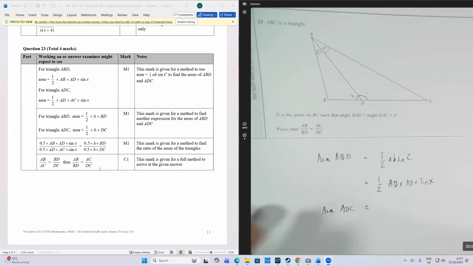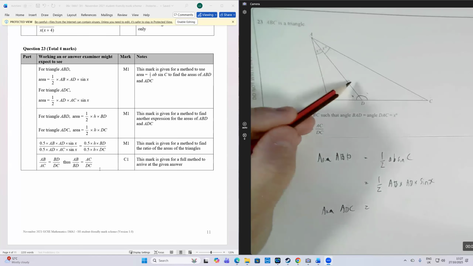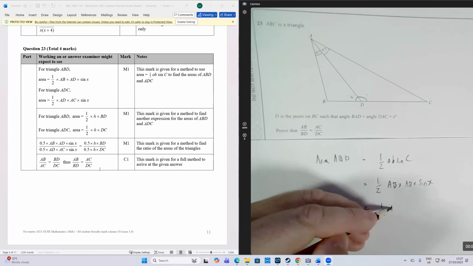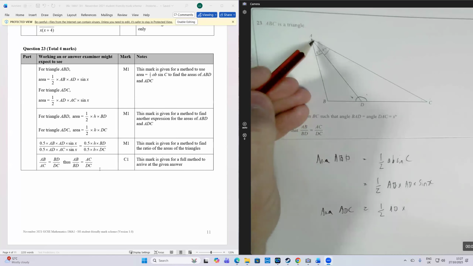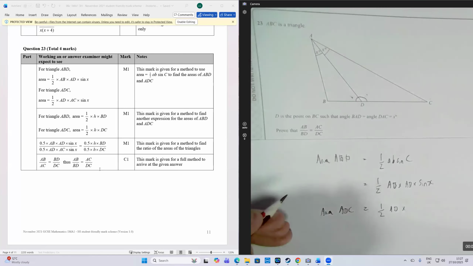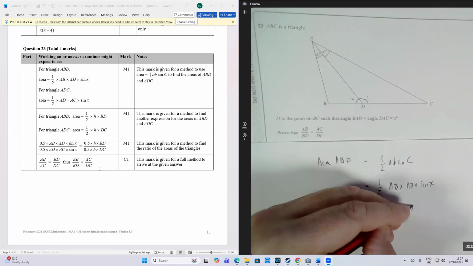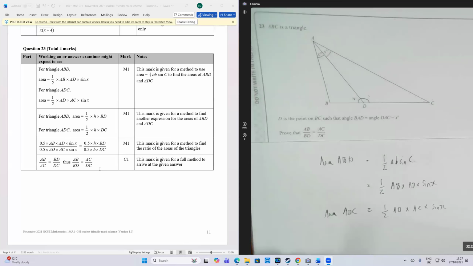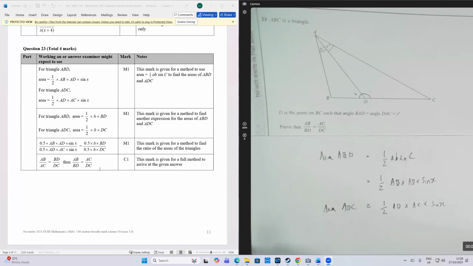Okay, so ADC is going to be a half times AD times AC times sine x as well, because the angle in between is x. So we found two expressions there for the area of each of those respective triangles. Now we can go back and find two other expressions for the area of the triangle.